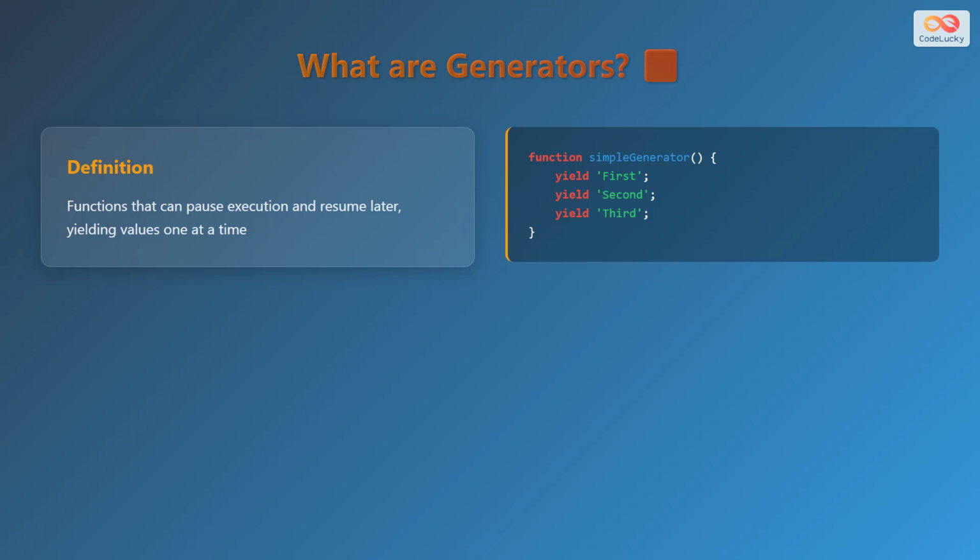Let's start by understanding what generators are. Generators are special functions that can pause their execution and resume later, yielding values one at a time. Instead of returning a complete array all at once, a generator yields each value as it's requested. Here's a simple example: a function called simpleGenerator that yields 3 strings: first, second, and third.